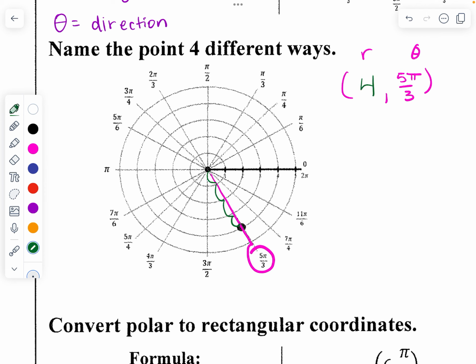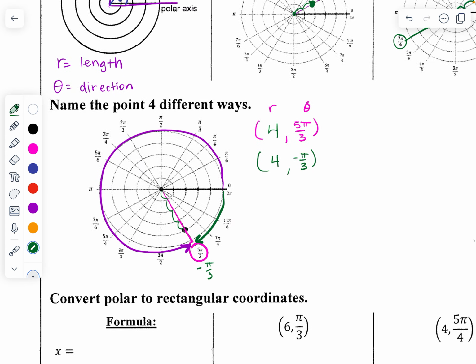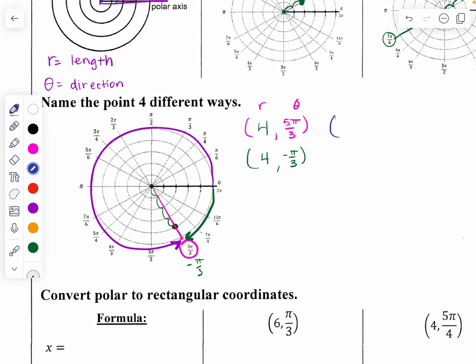The other way we could name that, because if this is 5 pi over 3, that's from here to here, right? What if I wanted to name this going in the negative direction? So that theta could also be negative pi over 3. So we could say theta is negative pi over 3, but it still is positive 4 because it's going towards that angle. So let's see if there's 2 more ways that we could name this point.